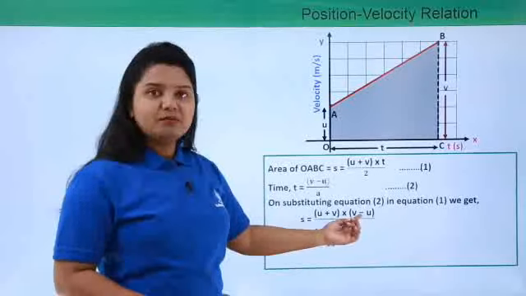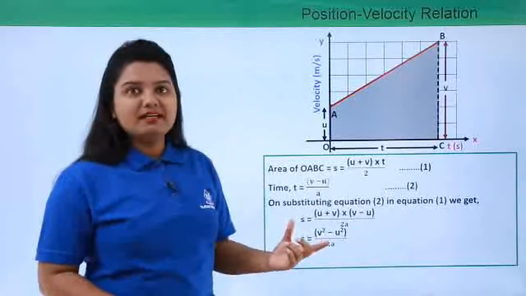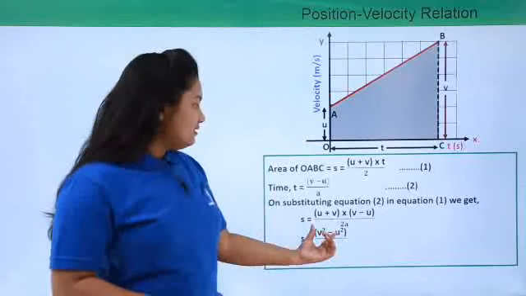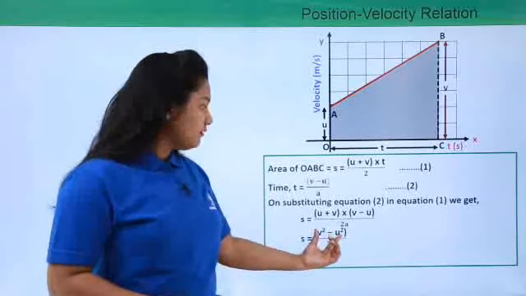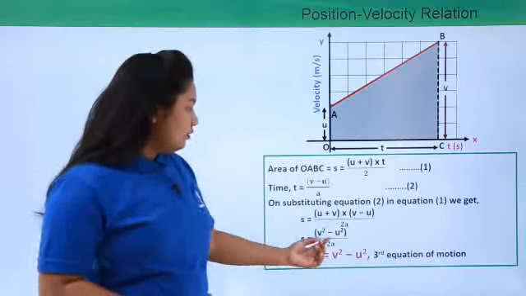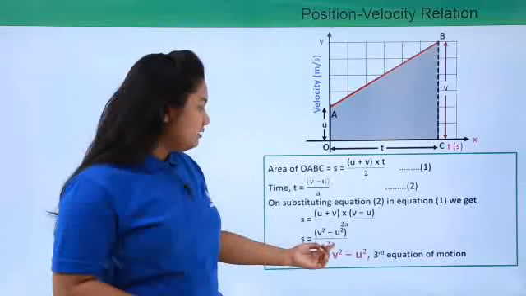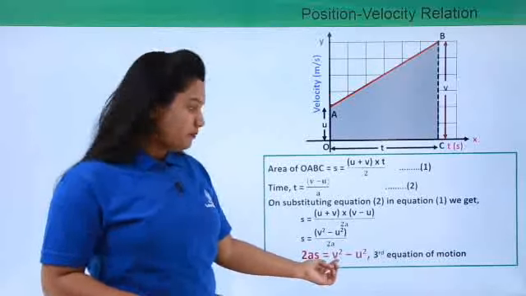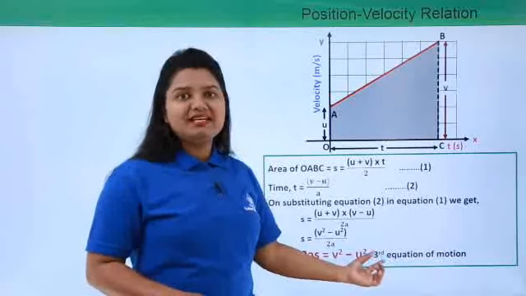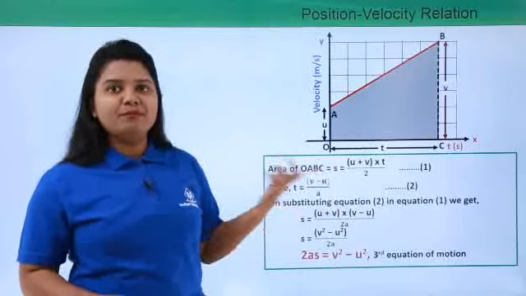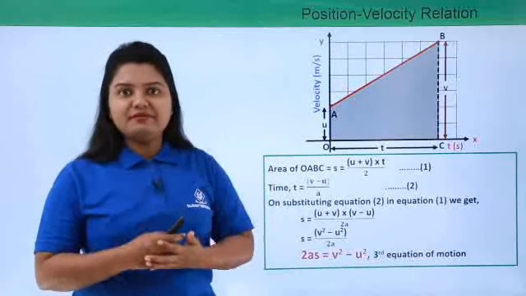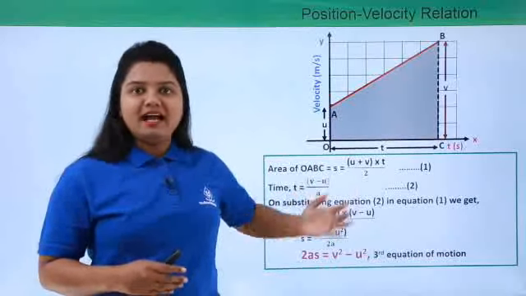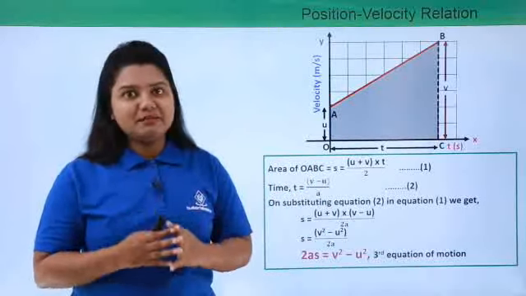We have simply used the formula (a plus b) into (a minus b) equals a squared minus b squared. So that's the simple formula we have used here. On interchanging the terms, that is, on bringing 2a to this side, we have 2as equals v squared minus u squared, which is the third equation of motion. So this is how we derive the third equation of motion by this graphical method. I hope this derivation was understandable to you.